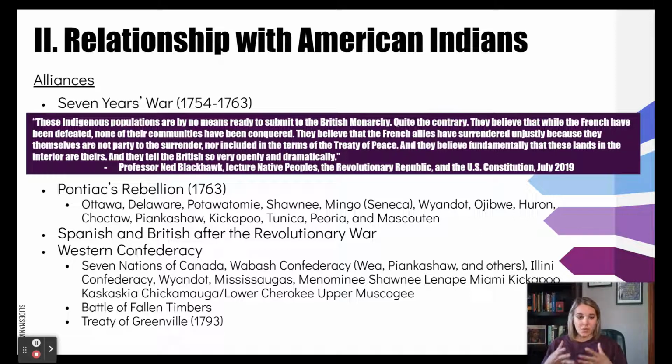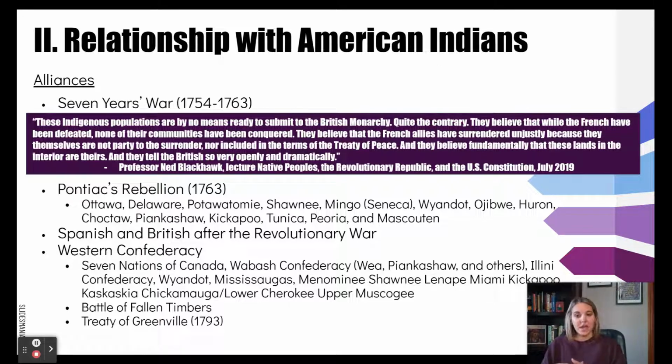And so really, what Professor Blackhawk is discussing here is that just because the French surrendered in the French and Indian War did not mean that the native peoples living in the area also surrendered their land. And so what we see happening after the 7 Years' War is some significant conflict in the area as American colonists began to encroach on their lands further. The largest one is going to be Pontiac's rebellion. And as you can see, there were quite a few various American Indian tribes that allied together to rebel against these encroachments.